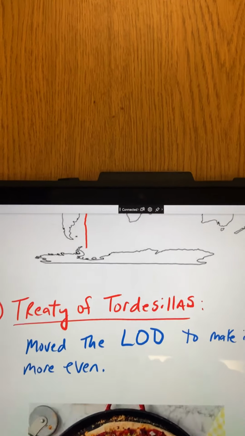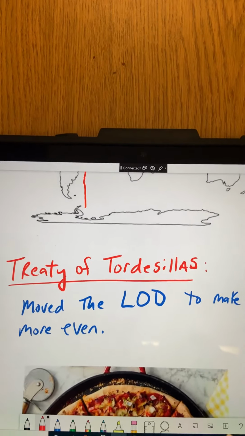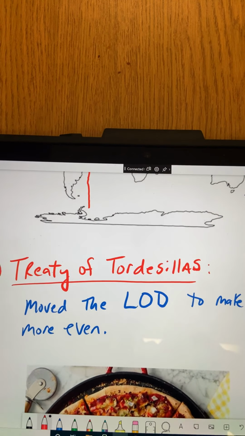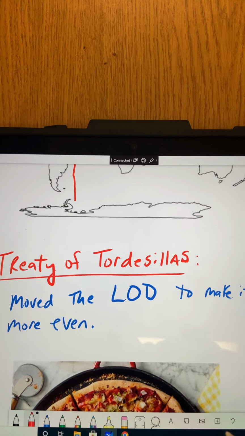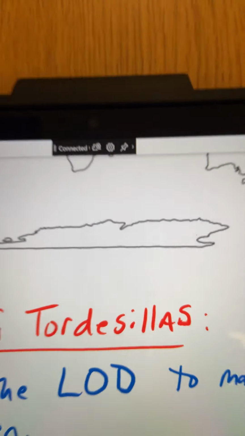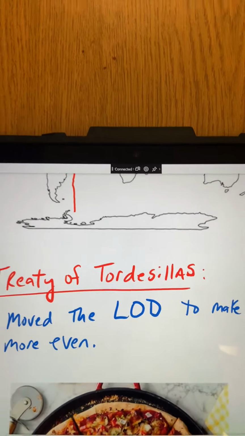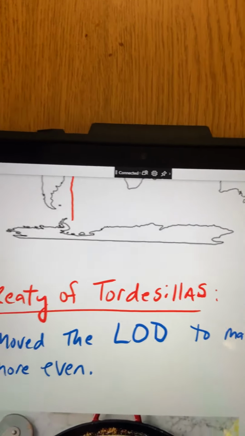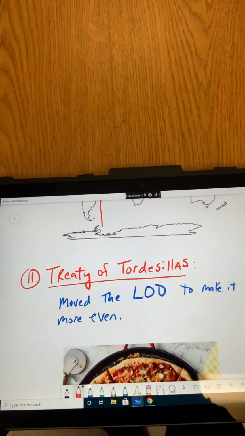The Treaty of Tordesillas. And they called it the Treaty of Tordesillas because they met and signed it in a city called, you guessed it, Tordesillas. That's why they call it the Treaty of Tordesillas, because they met in Tordesillas and signed the treaty. Whew. We don't get too complicated with names in social studies.